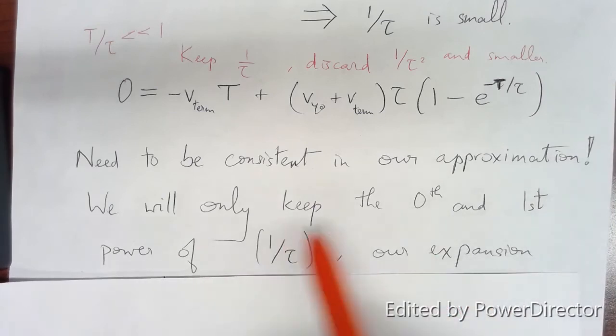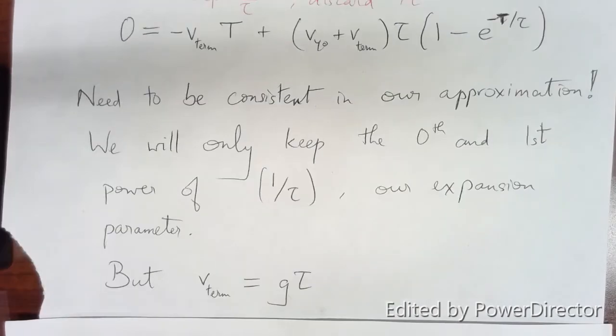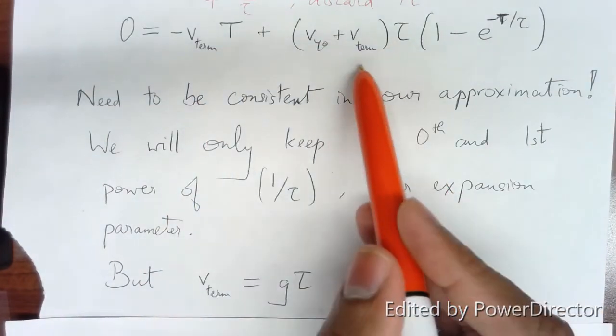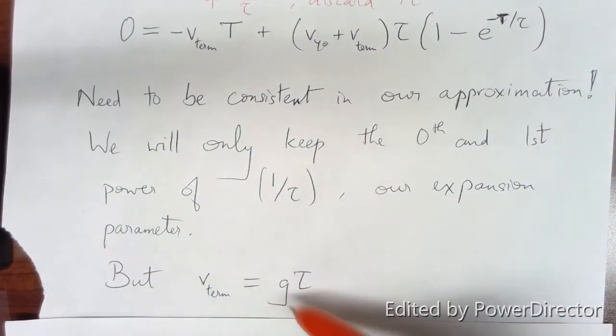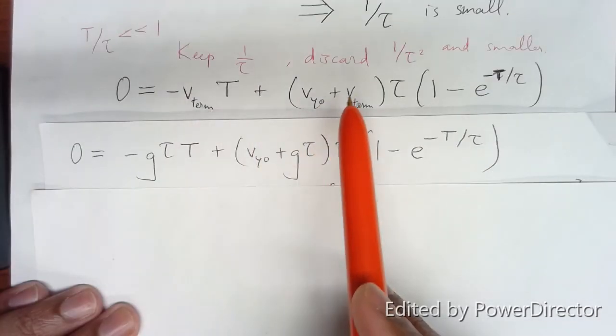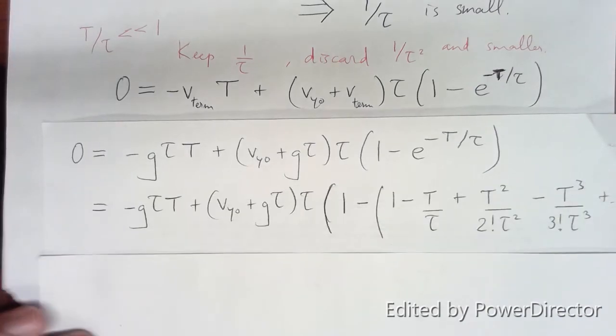Again, a reminder, we will keep only the 0th and 1st powers of 1 over tau in our expansion. But when counting powers of tau, we have to be careful because v terminal is equal to g tau. And so we will need to replace these v terminal terms by g tau in order to count powers of tau correctly. We replace v terminal by g tau and then expand the exponential.